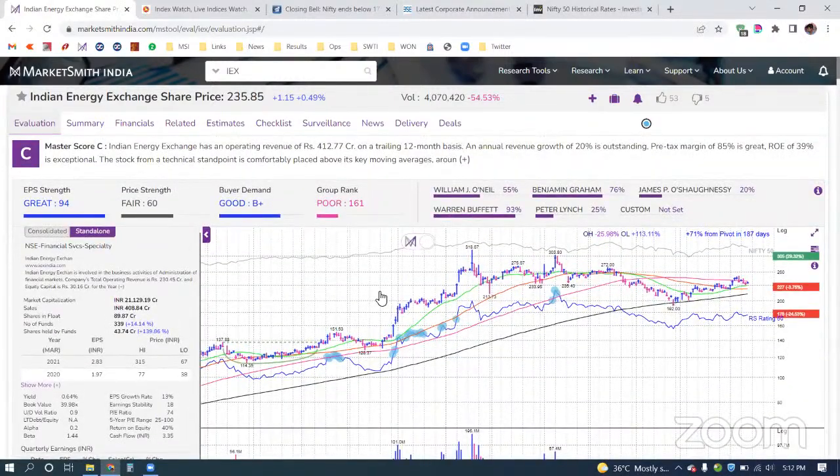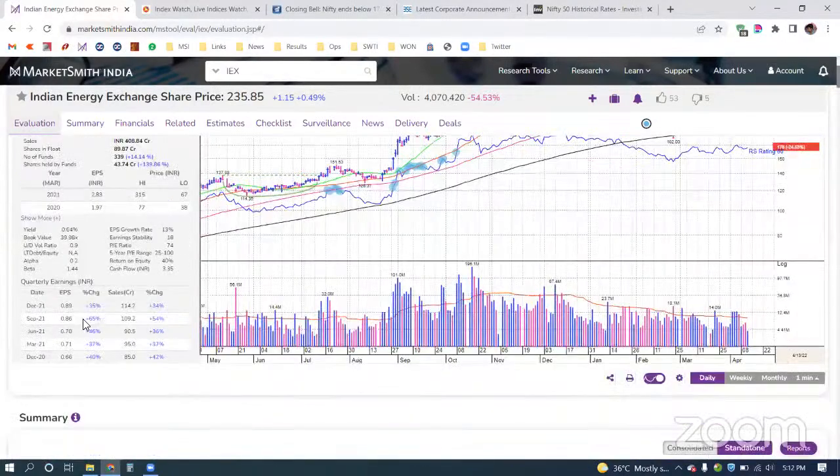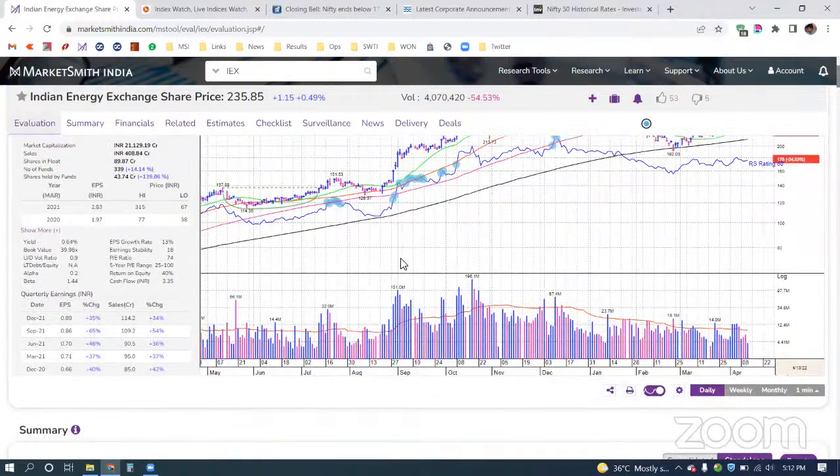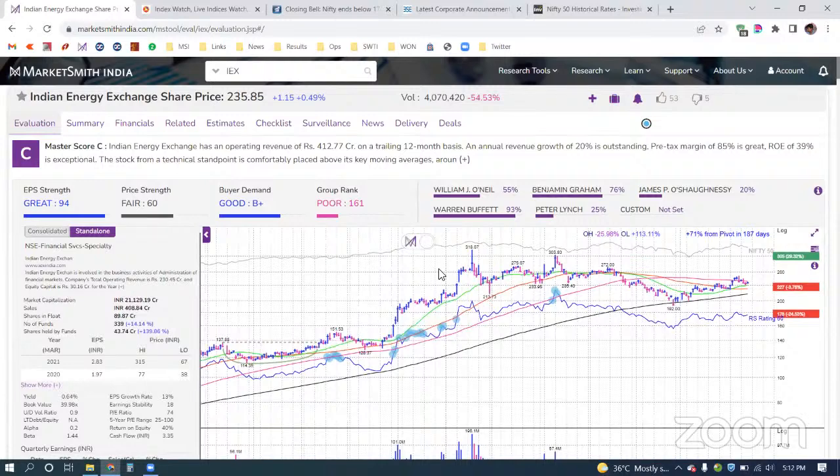Everything about the company, I can see the EPS is 194, indicating good fundamental character for the stock. EPS and sales have both been growing in higher double digits, indicating good growth in the company. Number of funds held by institutions have also increased by 14%. That is a very good indication of strength, and sponsorship has been increasing. That's a good sign for the company.